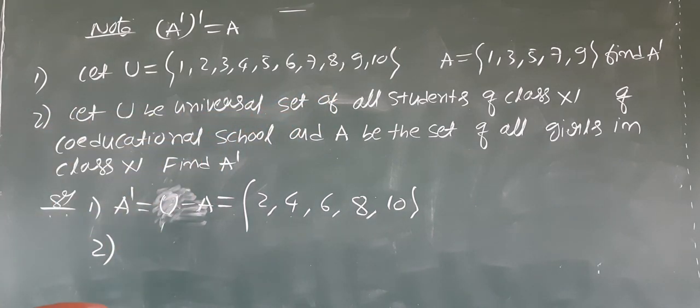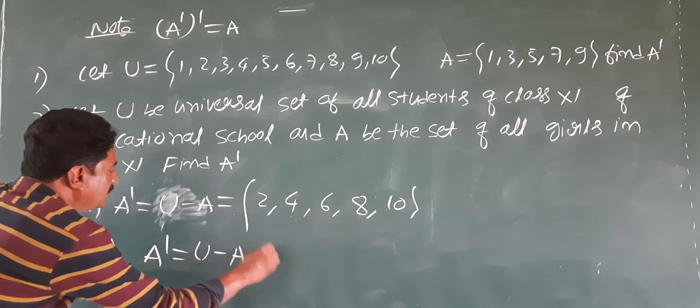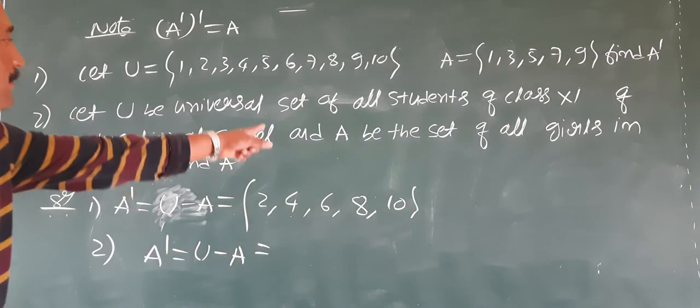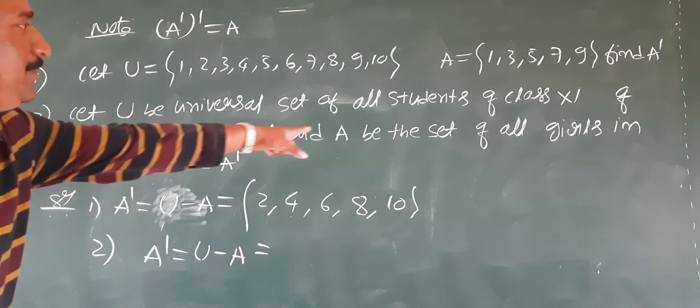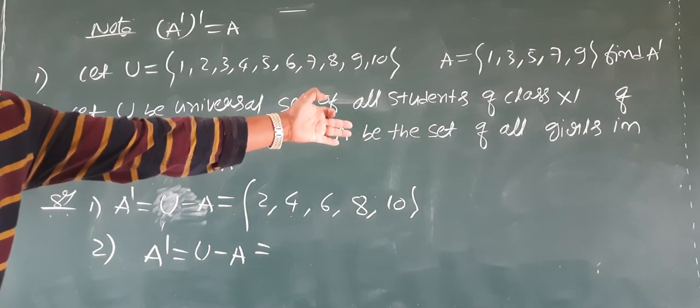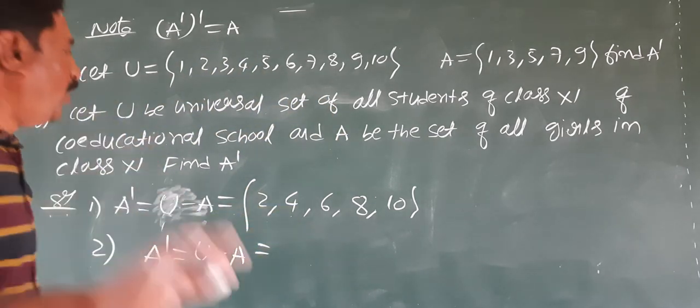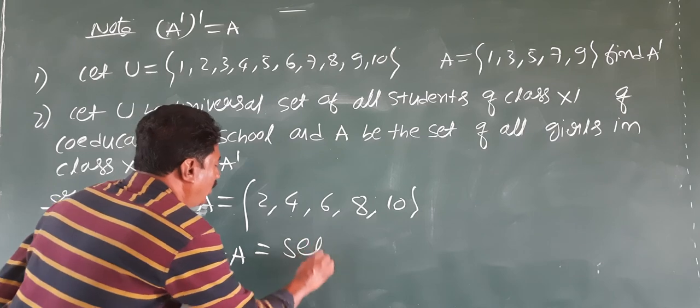Find A dash. A dash means U minus A. What is A? A is the set of girls. You subtract all girls from U. So what remains? The set of boys.